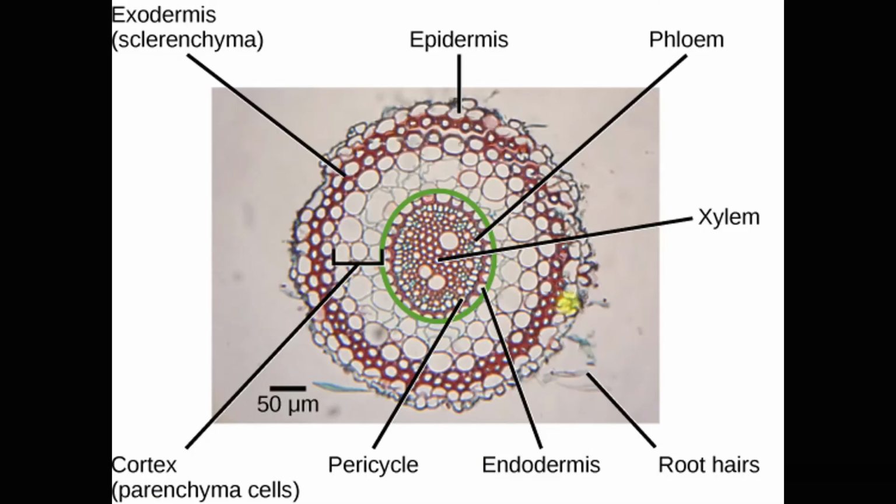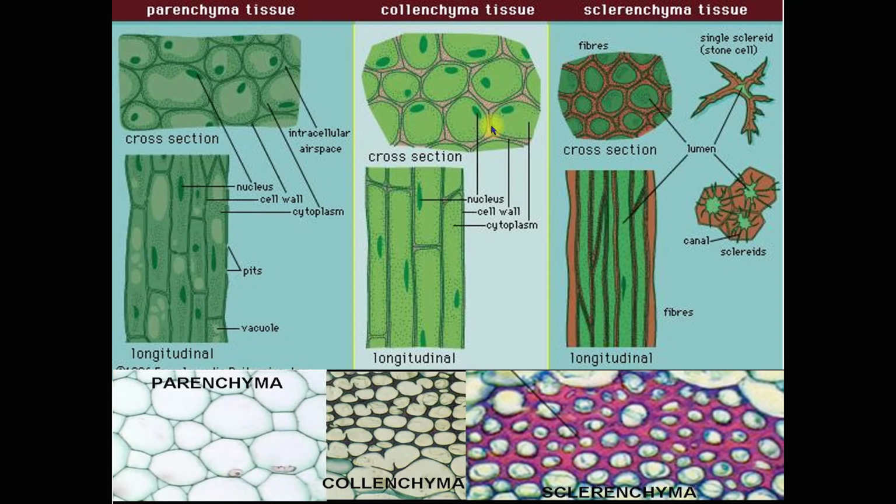So in this picture, you can see where these parenchyma cells are located. And then this is the sclerenchyma, and usually the collenchyma will be up here, slightly above the sclerenchyma. To differentiate these three, you can see how the parenchyma cells look, then the collenchyma, and then the sclerenchyma.